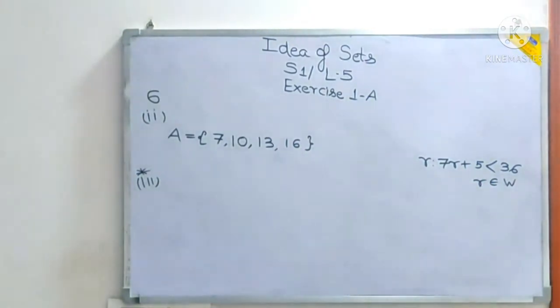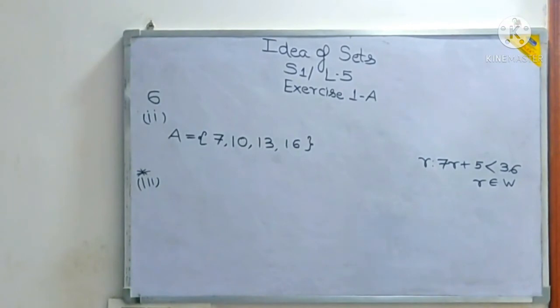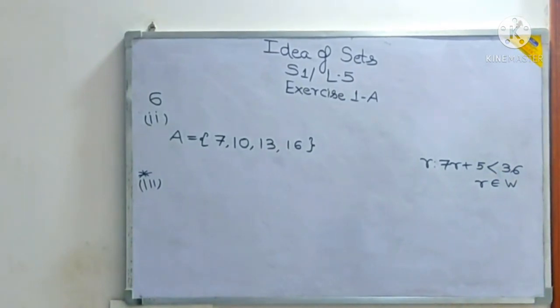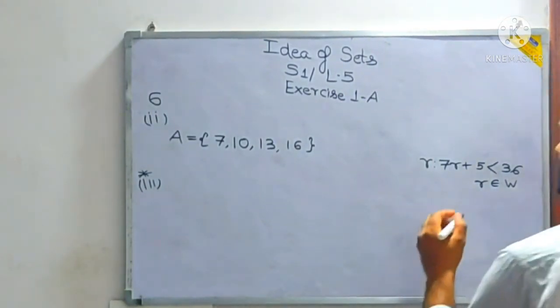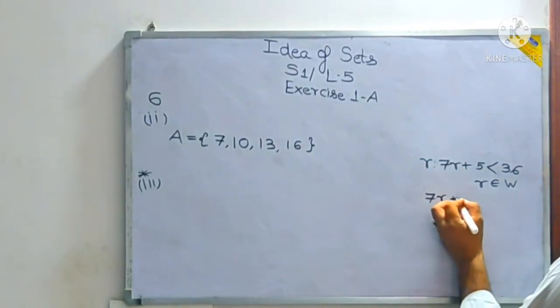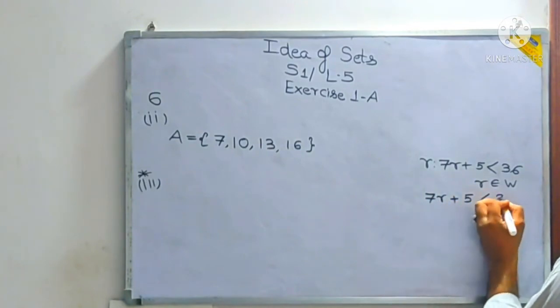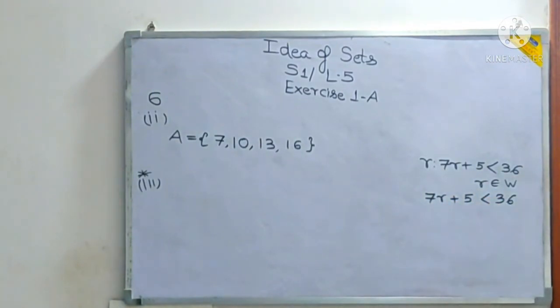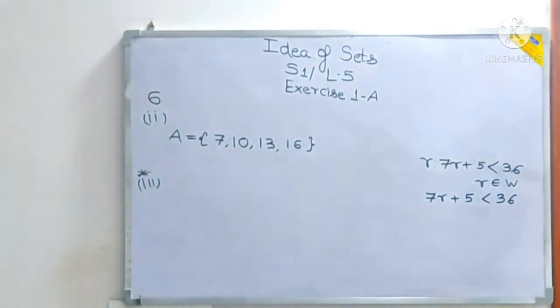Now R such that 7R plus 5 is given here, and this should be less than 36, and R is an element of whole numbers. Now how to take up this question? Now children, if you have done inequalities in class 7th, then you must have solved. And see children, this is just like an inequality only. See, if you forget this part, can I say 7R plus 5 is less than 36?